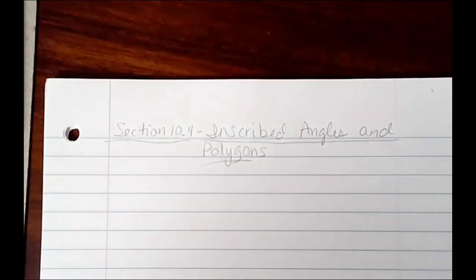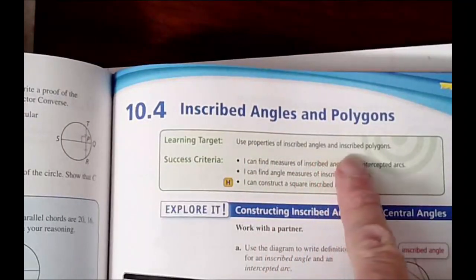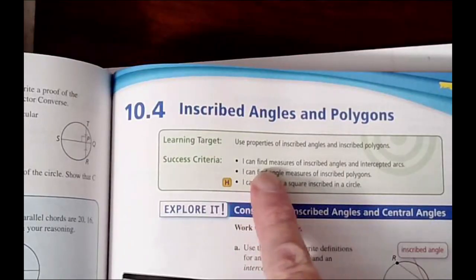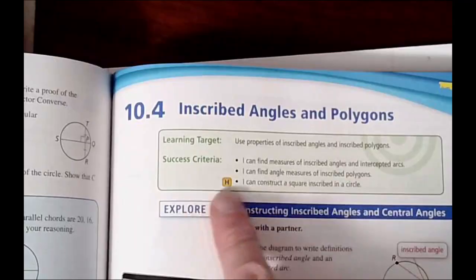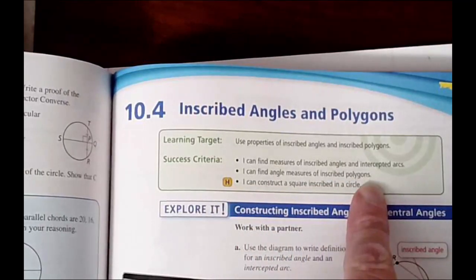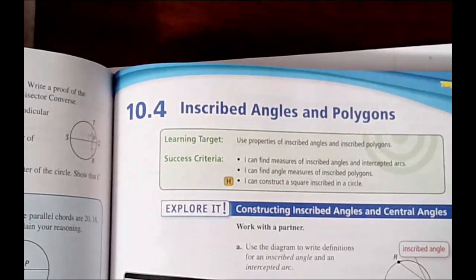Hello, class. So we are in section 10.4, inscribed angles and polygons. Our learning target is to use properties of inscribed angles and inscribed polygons. Our success criteria: I can find measures of inscribed angles and intercepted arcs, new word there. I can find angle measures of inscribed polygons, we have talked about those, and I can construct a square inscribed in a circle, which we will put off until later. All right.